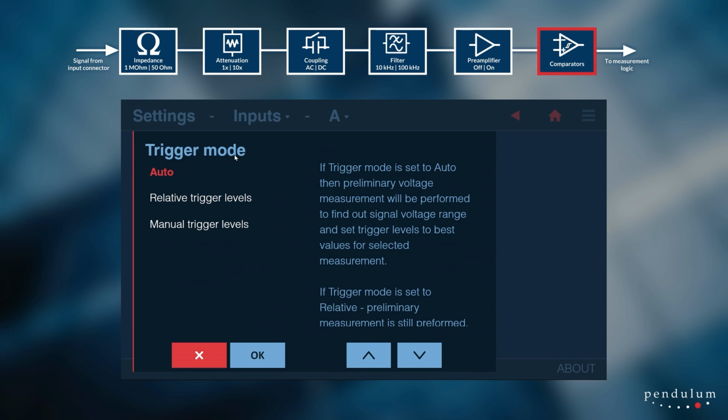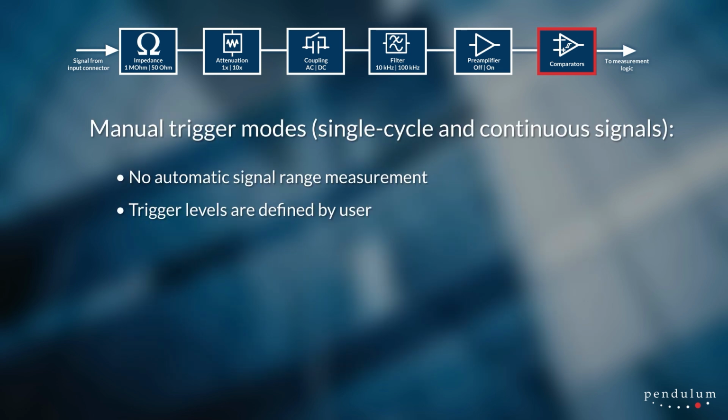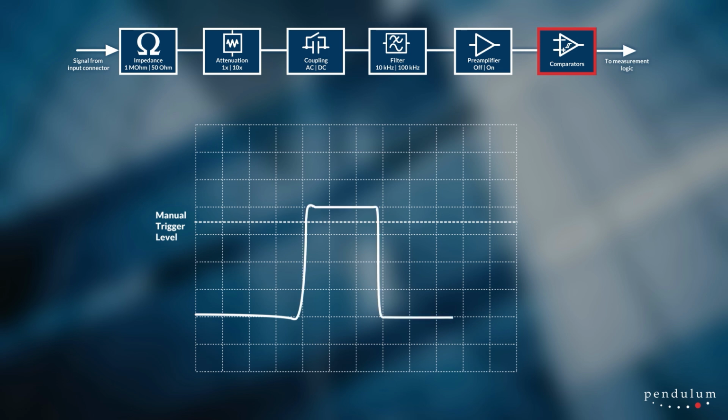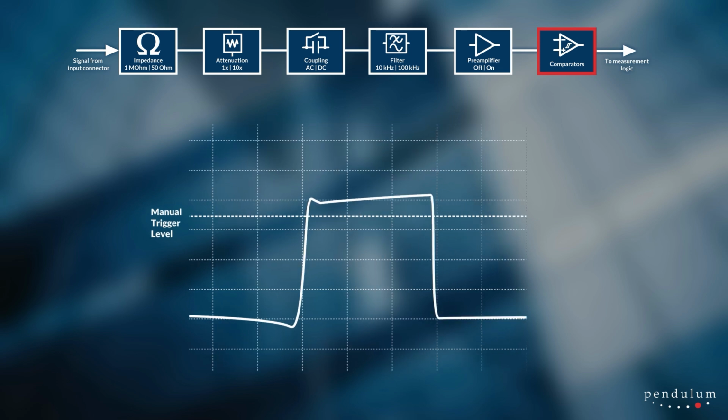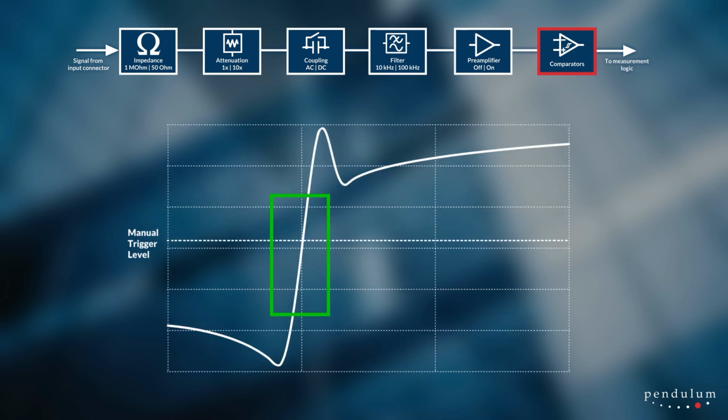When measuring single-cycle signals or repetitive but slow signals, automatic voltage range measurement may not be able to detect the signal or may take a long time. For such cases, use manual trigger mode to specify trigger levels manually and avoid any preliminary voltage range measurement. In most cases, you can get the best results if the trigger level is set to the middle of the signal voltage range.